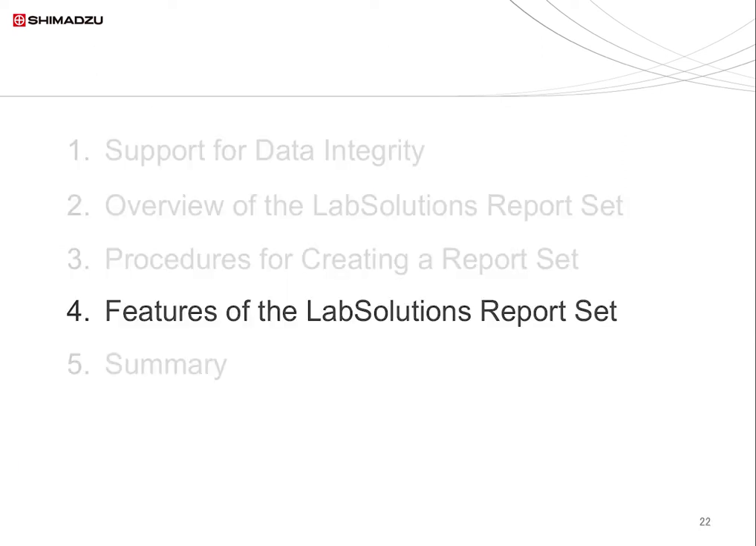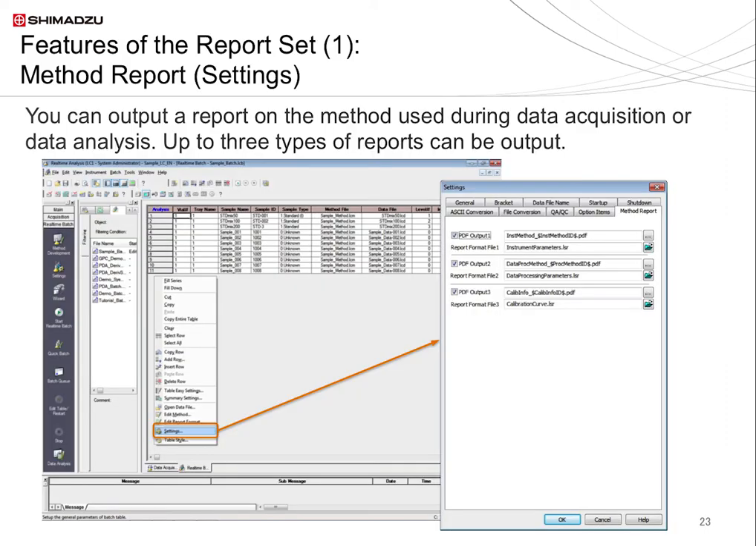Next, I would like to describe a number of features in LabSolutions designed to support the report set. I just talked about LabSolutions being able to output a report set and method report. Method reports can be output for individual batches. Method reports used for data acquisition and analysis can be output, and a maximum of 3 types of method reports can be output from the batch table configuration window.